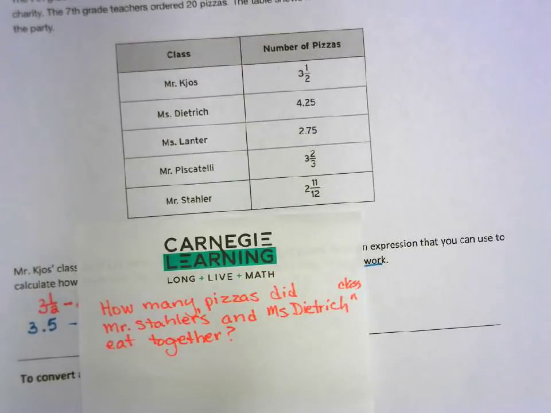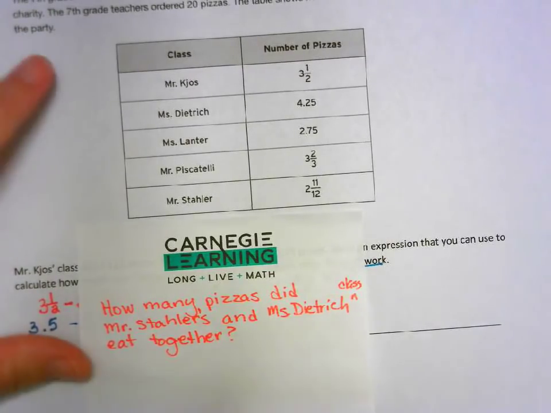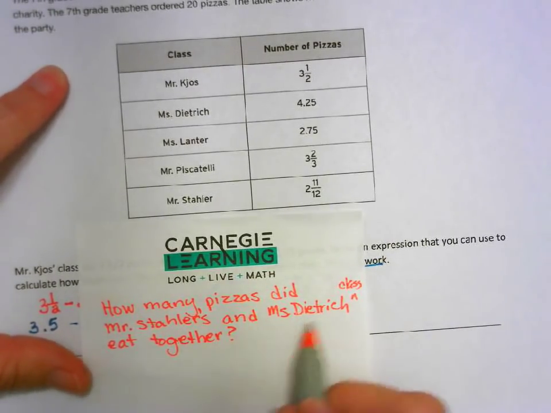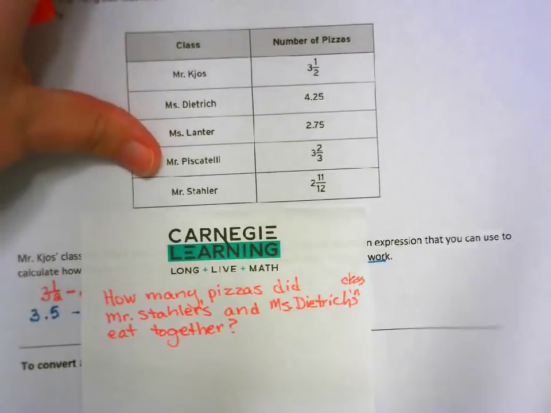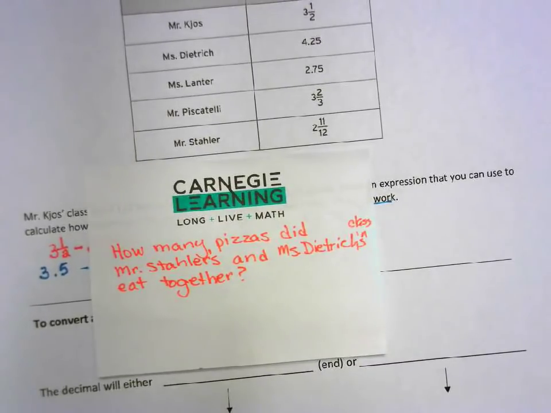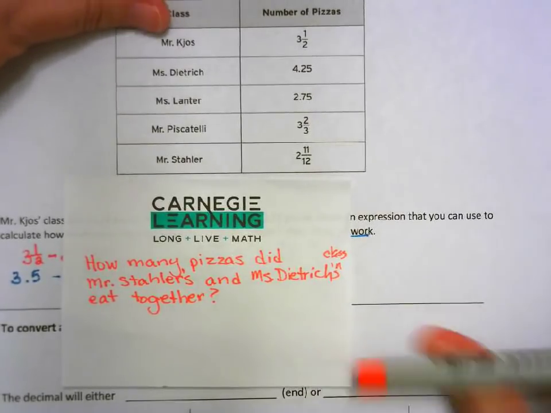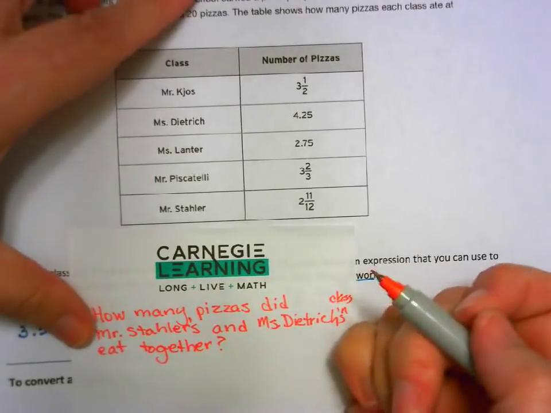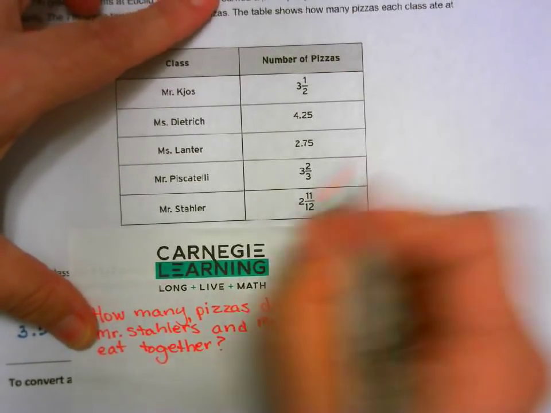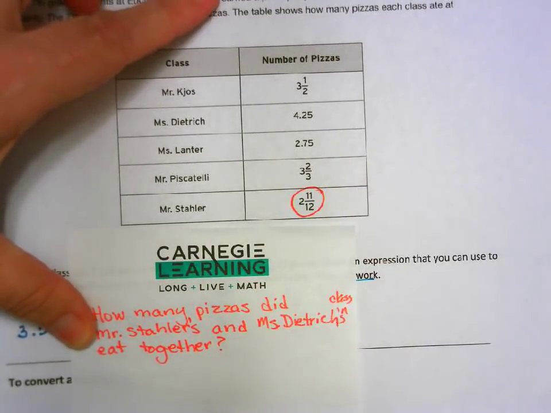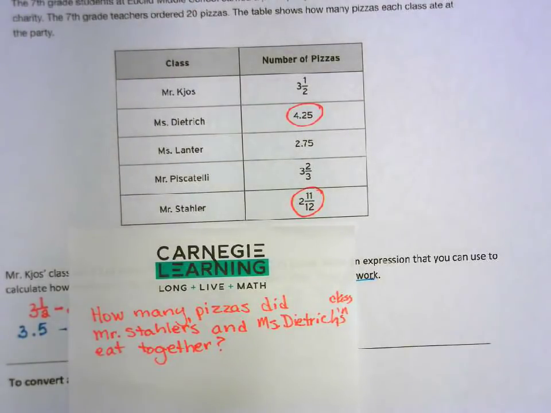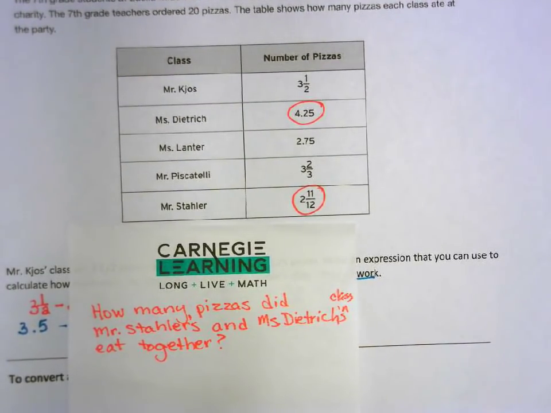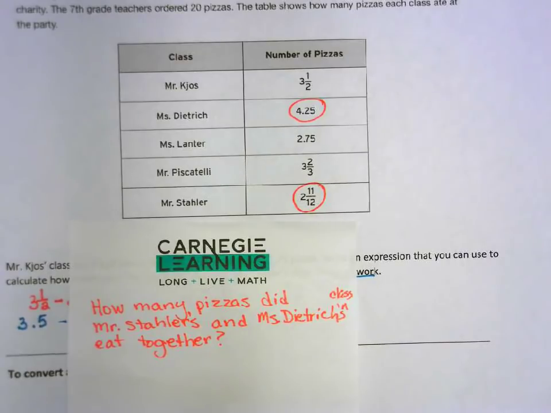How many pizzas did Mr. Stoller's and Miss Dietrich's class eat all together? Well, I know that this is all together. This is going to be addition. So I go to my chart and I see that Mr. Stoller ate 2 11/12 of a pizza, and Miss Dietrich's class ate 4.25. Okay. I'm going to do what I did last time.